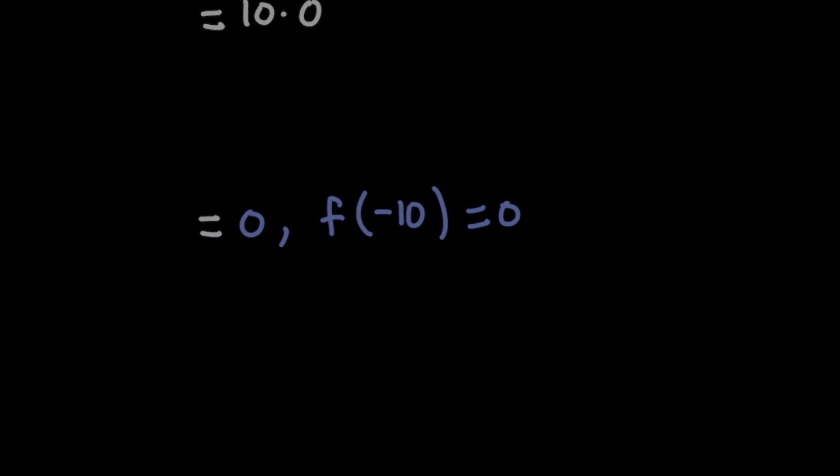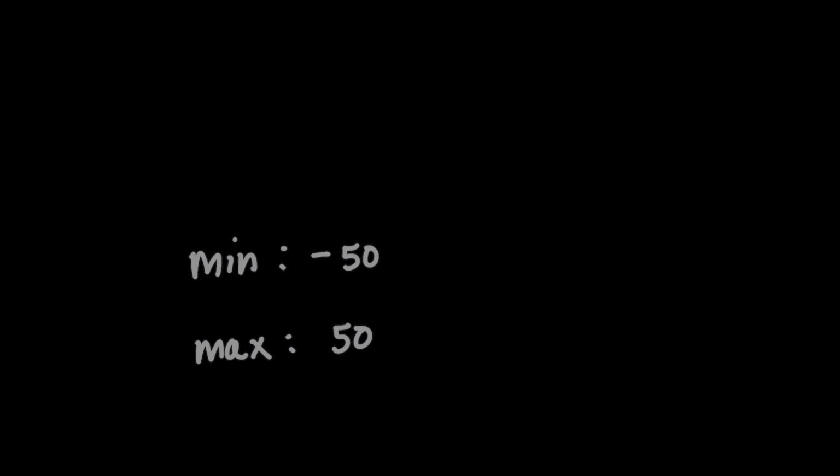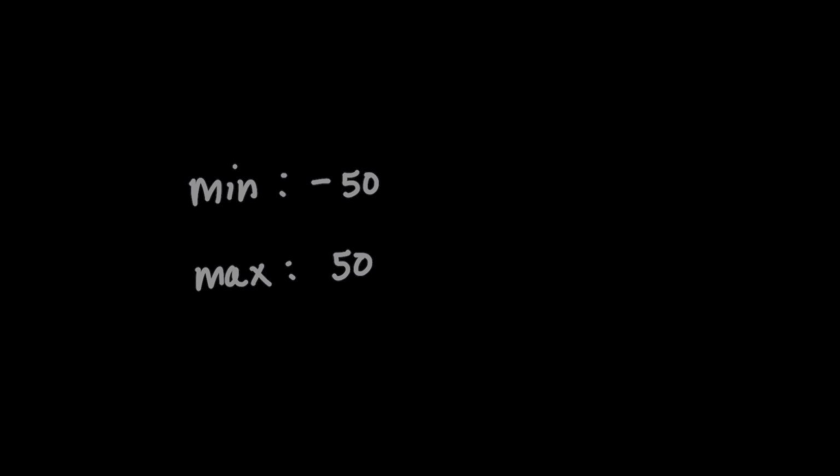So now we have 4 total output values to look at, right? 0, 0, -50, and 50. And it's very clear that these are going to be your minimum and maximum values.